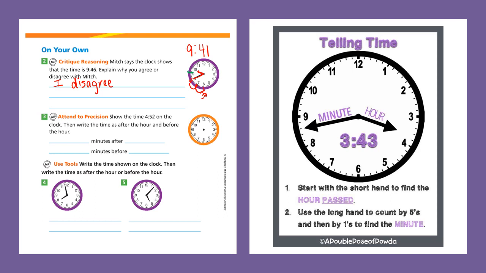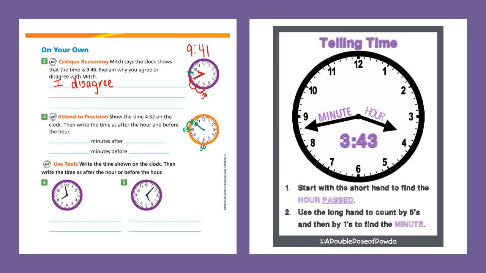Number 3, show the time 4:52 on the clock. Then write the time as after the hour and before the hour. Okay, so let's go ahead and start with the minutes. 52 minutes. I know that 52 minutes is almost 60. So I'm going to be really close to the 12. So let's see, this is 30. This is 45. So I'm going to start with my 45 and count on until I get to 52. So 45, 50, 51, 52. So my minute hand needs to point to that minute somewhere in between the 10 and the 11.